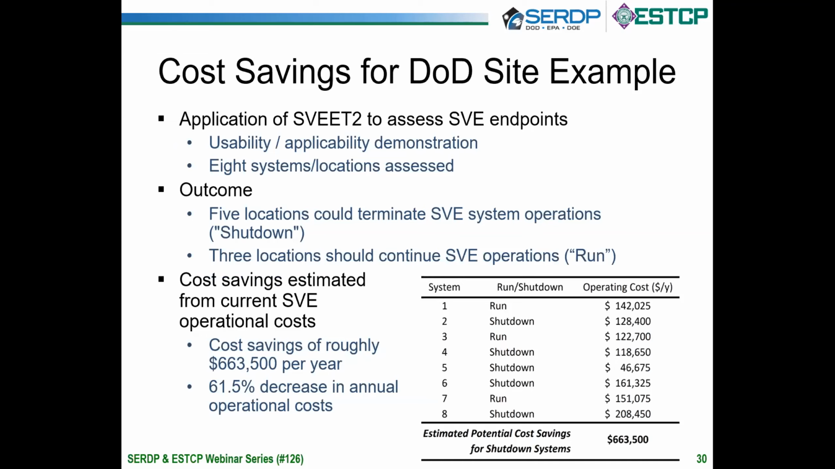Based on the annual operating costs, we have a little table here that shows annual costs for each of the systems. We flag these as run or shut down, and that in total was about 663K of savings per year, or about a 62% decrease in operational costs.